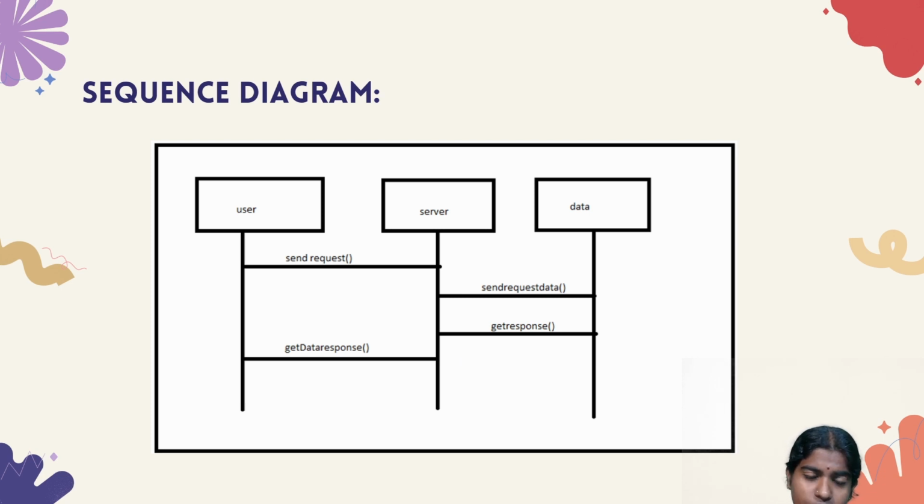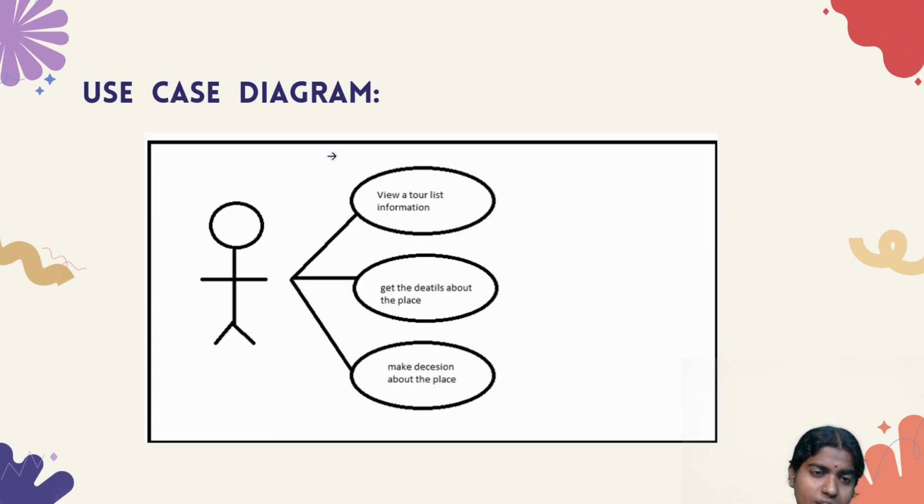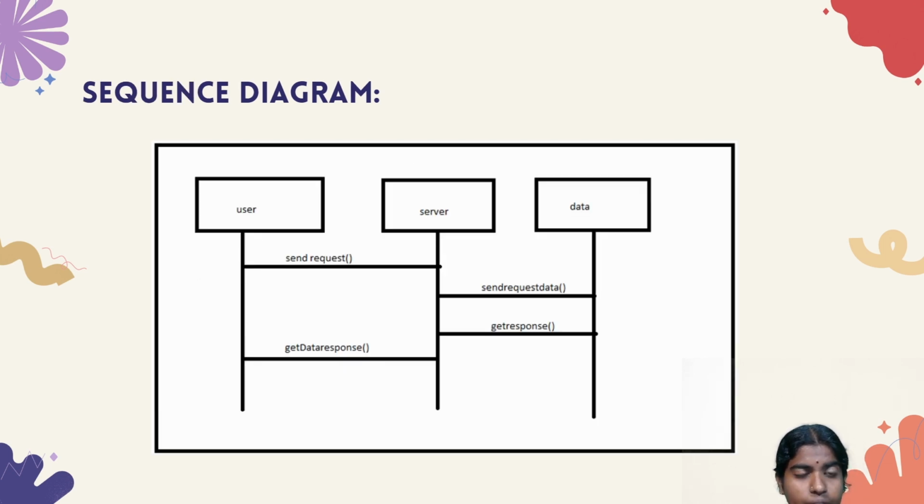So the next comes the sequence diagram. What do you mean by a use case diagram? There will be a user, and the different actions that are performed by a specific user are given by this use case diagram. And there is one more type of diagram, called a sequence diagram.